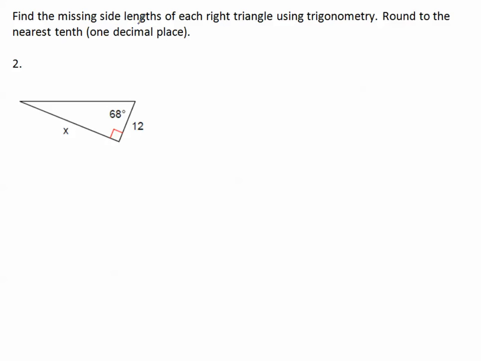Find the missing side length of each right triangle using trigonometry, round to the nearest tenth. What does tenth mean? 1 decimal place. So step 1. Look at our acute angle and label the sides opposite, adjacent, hypotenuse. Always start with that right angle. Look across from it because it's always the same. There's hypotenuse. From our acute angle, across is opposite. This side is opposite, and then next to it is the side adjacent.